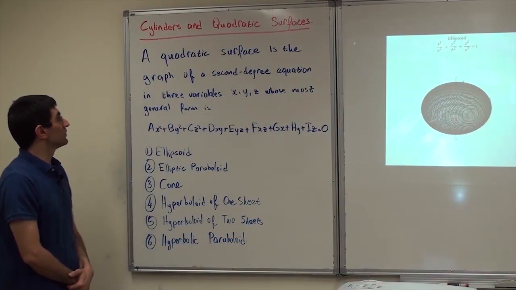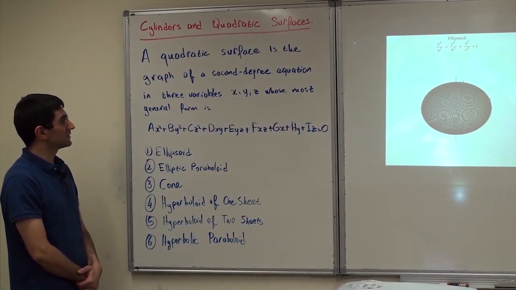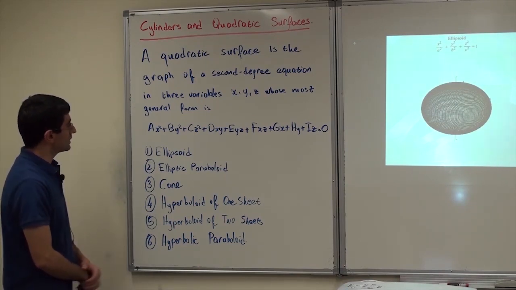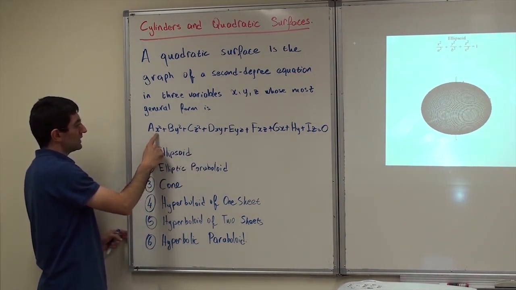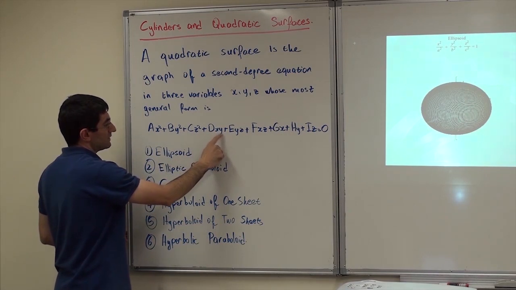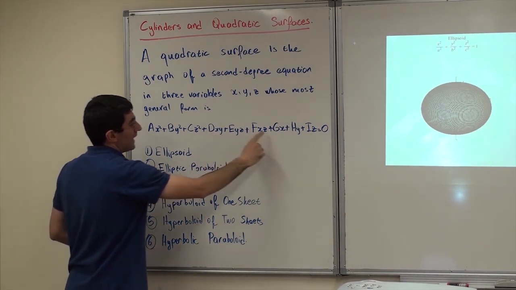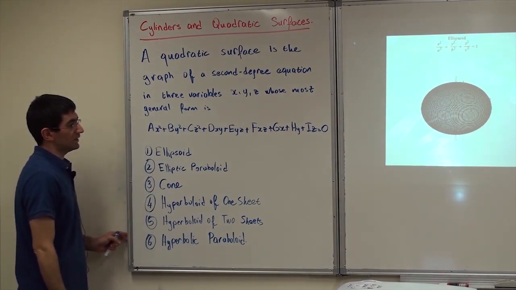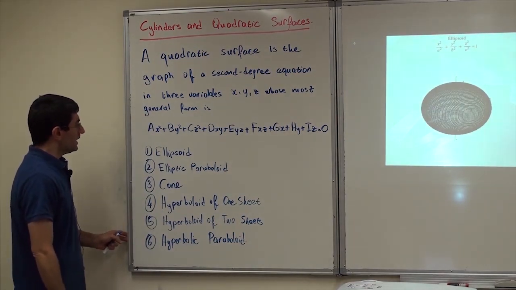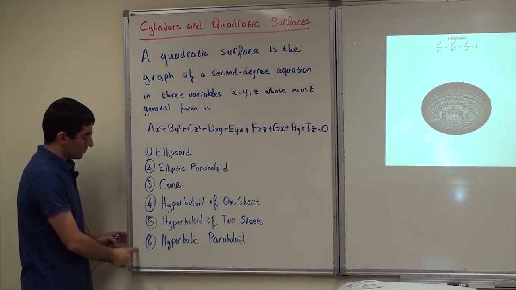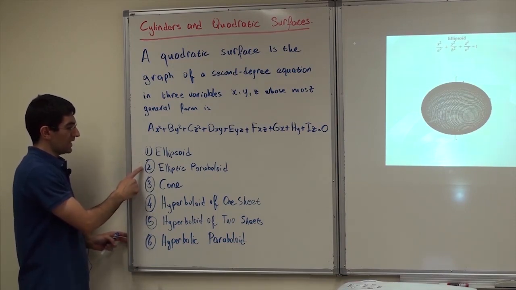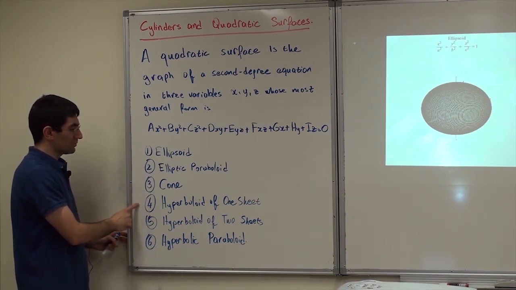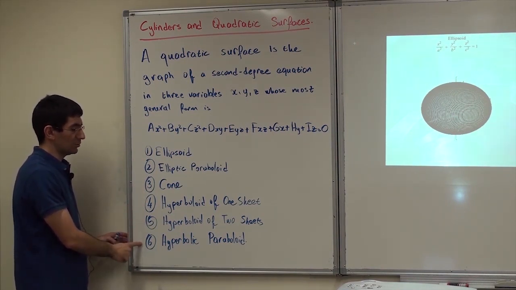Now, a quadratic surface is the graph of a second-degree equation in 3 variables x, y, and z, whose most general form is as follows. So, if you check this equation, you are going to see the squares of variables, variables multiplied with each other, and terms with degree 1. Now, in this video, we are going to talk about 6 quadratic surfaces: ellipsoid, elliptic paraboloid, cone, hyperboloid of 1 sheet, hyperboloid of 2 sheets, and hyperbolic paraboloid.